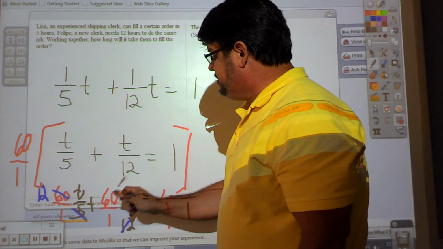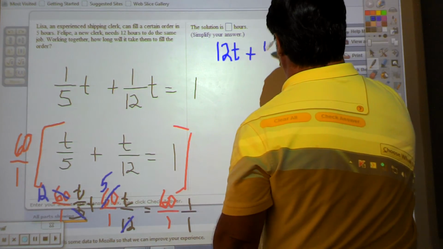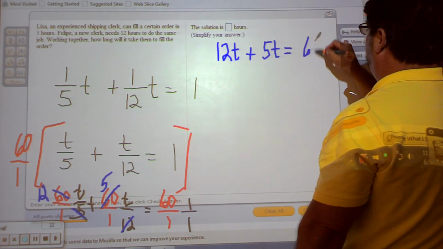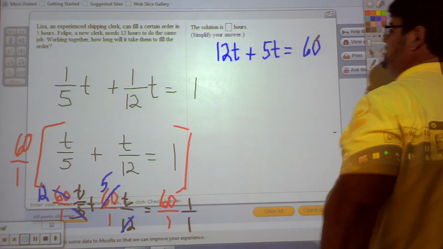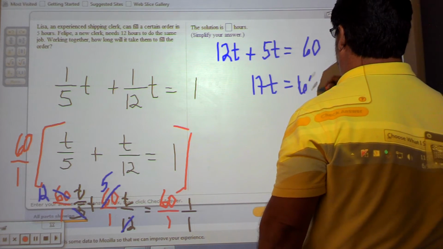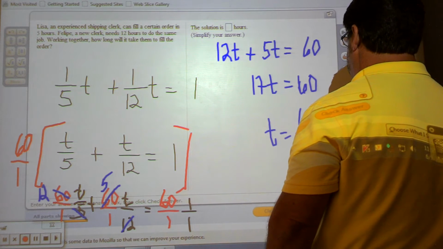12 will go into 12 one time, go into 60 five times, plus 5t is equal to 60. 12t plus 5t is 17t is equal to 60. T is equal to 60 over 17.